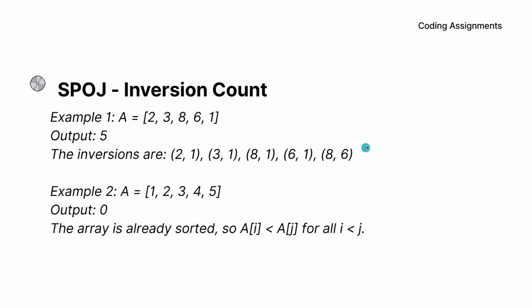So these are two examples to clarify my explanation. In example number 1, we have array A with values 2, 3, 8, 6, and 1. The output is 5. The inversions that we can count are (2, 1), (3, 1), (8, 1), (6, 1), and (8, 6). And in example number 2, the array A is already sorted, so A[i] is smaller than A[j] for all i smaller than j. So the number of inversion pairs is 0.